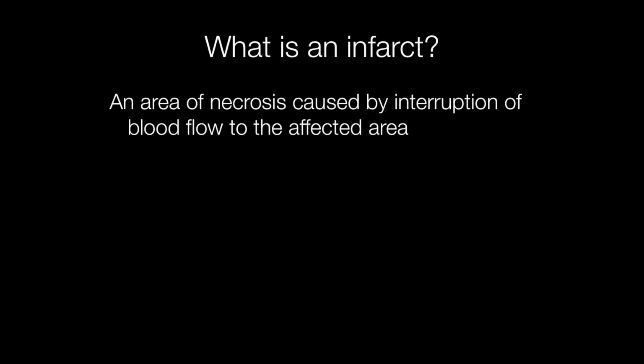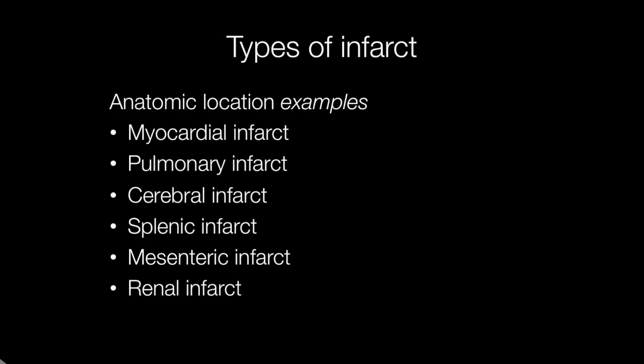An infarct may simply be defined as an area of necrosis caused by interruption of blood flow to the affected area. Infarcts may be subdivided according to the anatomical area affected and/or the morphology of the infarct. And here are some examples of infarcts subdivided according to their anatomic locations.